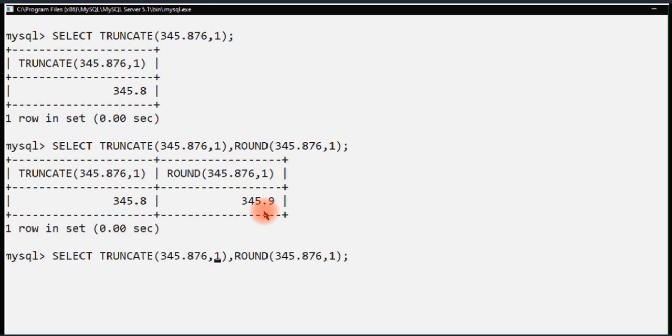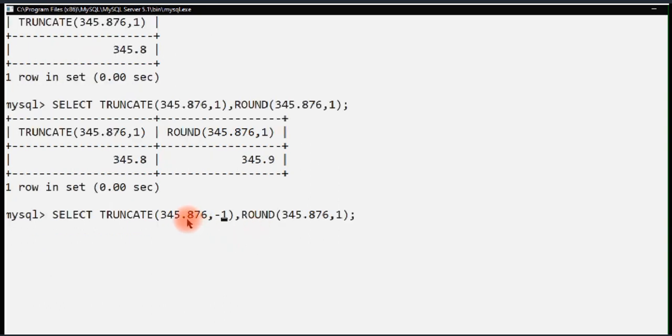Here I am giving -1. Again in truncate there is no effect on the decimal part, so don't make use of these values. -1 means here we are going to change this one's value, this is your 5. Now in truncate always we are going to round down. So if I want to convert this 5 into tens, it will become 340.